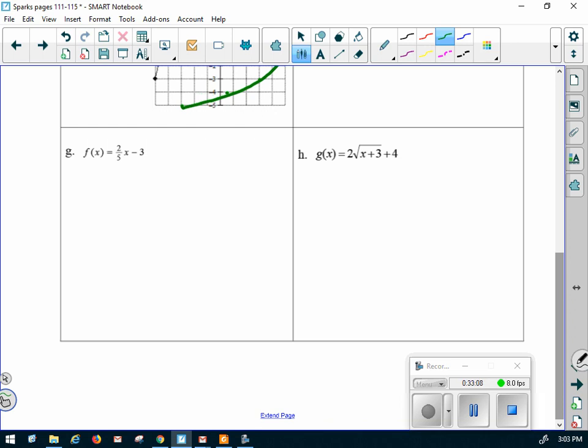What about H? What's it look like? Looks like that. What does the 2 do to it? Vertical stretch by a factor of 2. What's the plus 3 do to it? Left 3 and up 4. So the general shape is this. Is this 1 to 1? Yes, this is 1 to 1. So will it have an inverse? Yes. You know how to write inverse. You know it's like that, right? Okay.